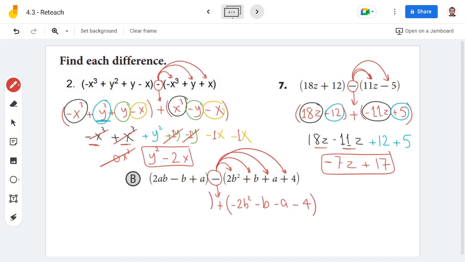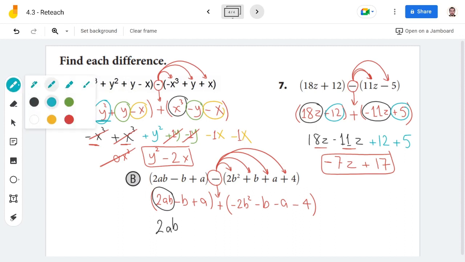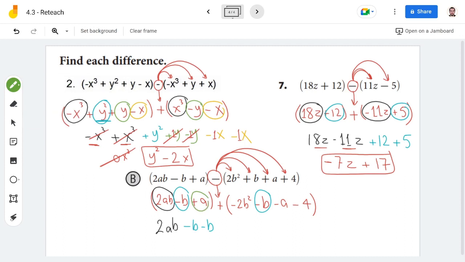So now let's rewrite this one again, 2ab. Okay, now let's underline the like terms. Do we have 2ab here? No, we don't have 2ab, so let's keep it the same, 2ab. Okay, next, negative b. Do we have negative b here? Yes, we have negative b here. So now negative b with negative b. Then we have a. Do we have a here? Yes, we have a. So plus a minus a.